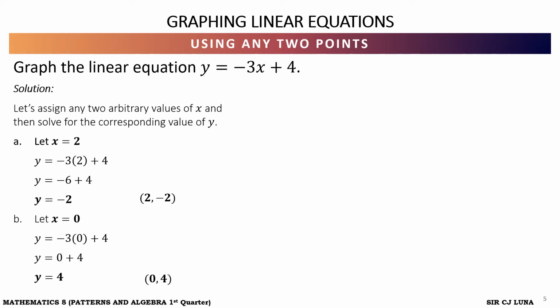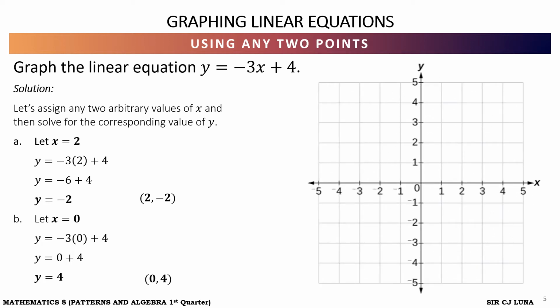So, after nating makuha yung dalawang points, i-plot natin ngayon itong mga to sa Cartesian plane. So, 2, negative 2. Positive, negative. Yan ay nasa quadrant 4. Okay? So, yun ang location ng ating first point. 2, negative 2. And then 0, 4 is on the y-axis. Okay? So, 0, 4 is on the y-axis.